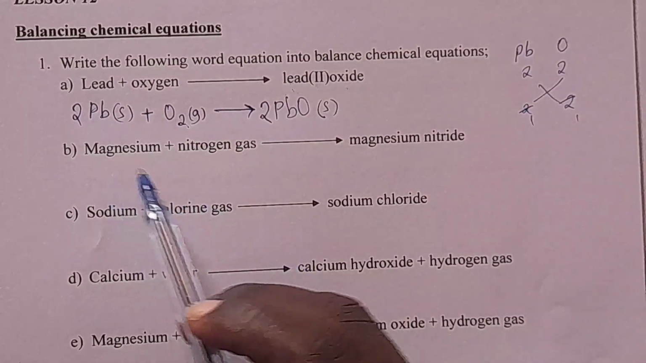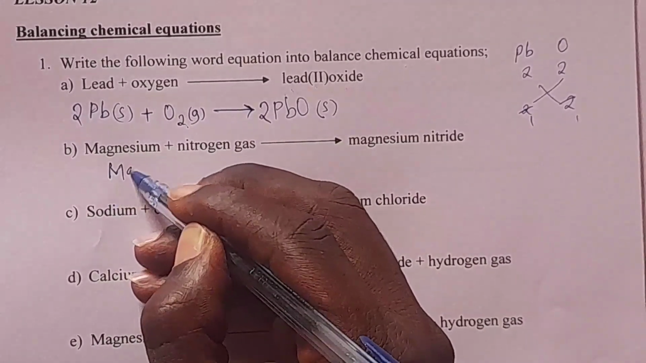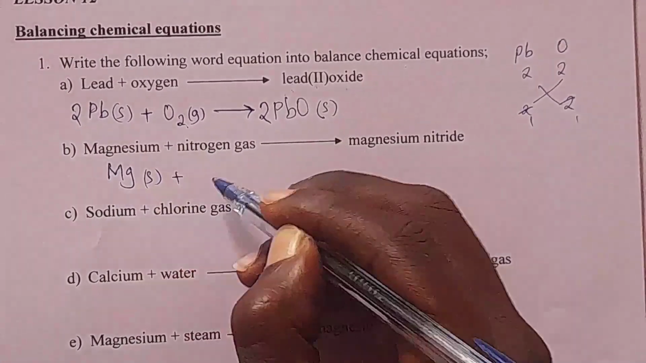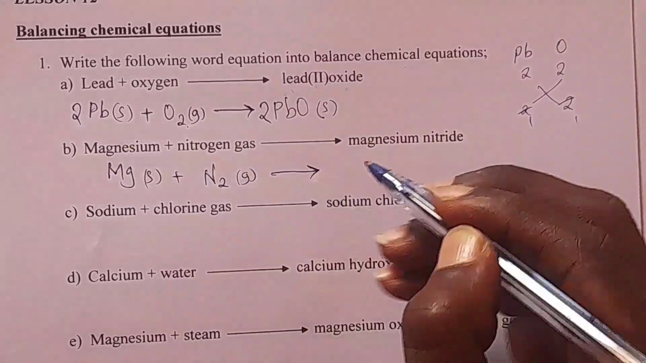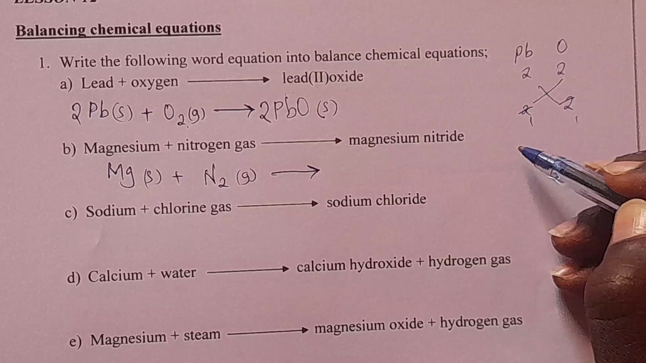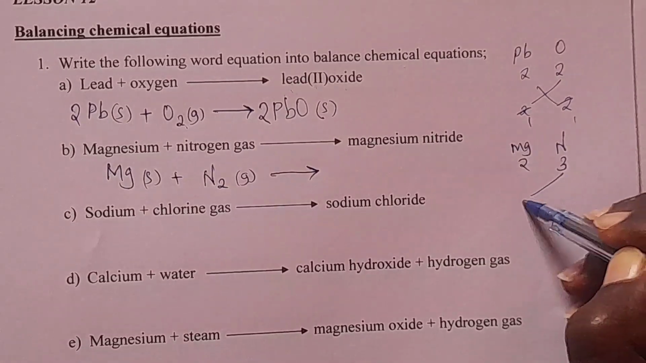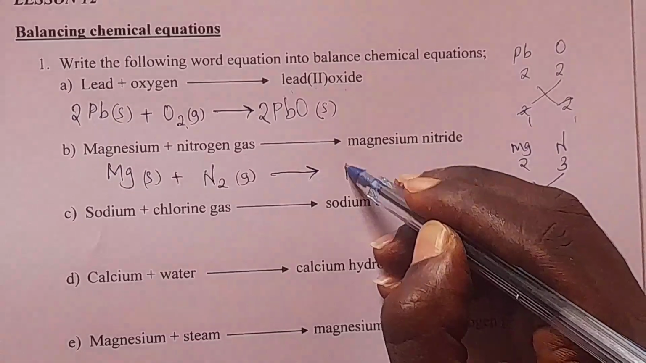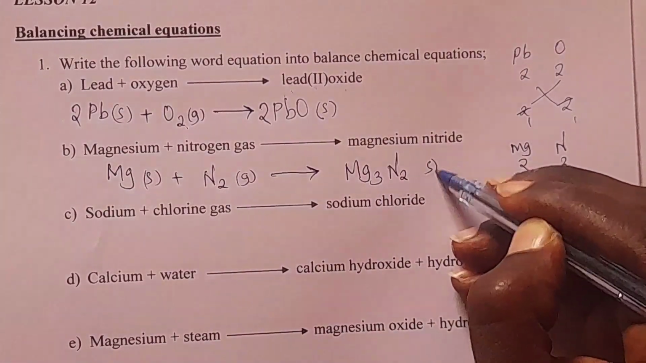So we go to number 2, magnesium plus nitrogen. We are going to get magnesium nitride. So magnesium is written Mg, that's solid, plus nitrogen gas, it's written N2 because nitrogen is a diatomic gas. Then we are going to get magnesium nitride. Magnesium has a valence of 2. Nitrogen is number 7, it has a valence of 3. So if we interchange, we are going to get our compound as magnesium nitride like that, and this is solid.